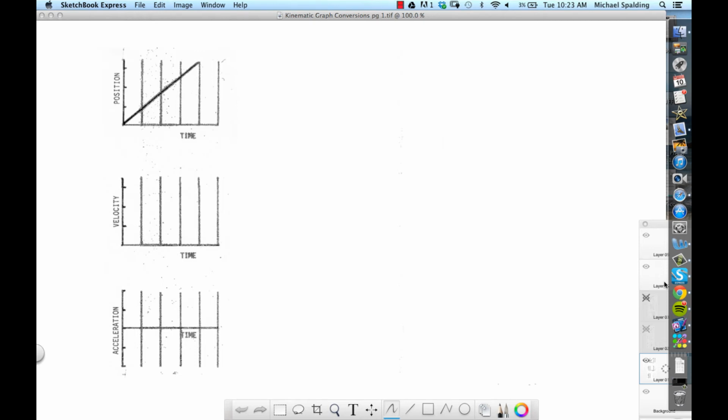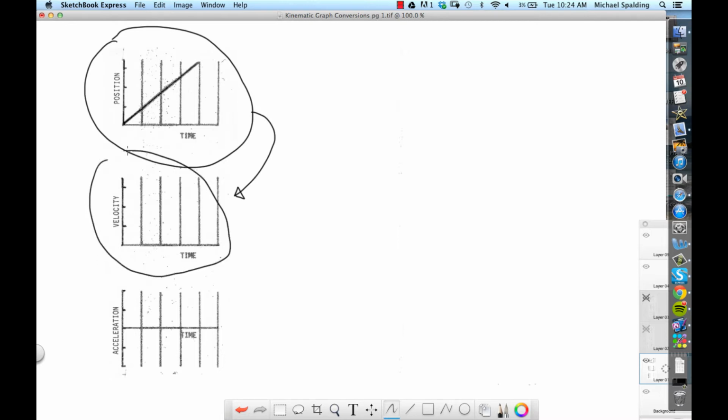Okay, so the way you're going to be thinking about this position time, velocity time, acceleration time for this worksheet, you're basically going to be converting a position time graph. You're given a position time graph, and you're going to convert it first into a velocity time graph. And then once you have that done, you're going to convert the velocity time graph into an acceleration time graph. So you go from one graph to the next graph to the next graph.